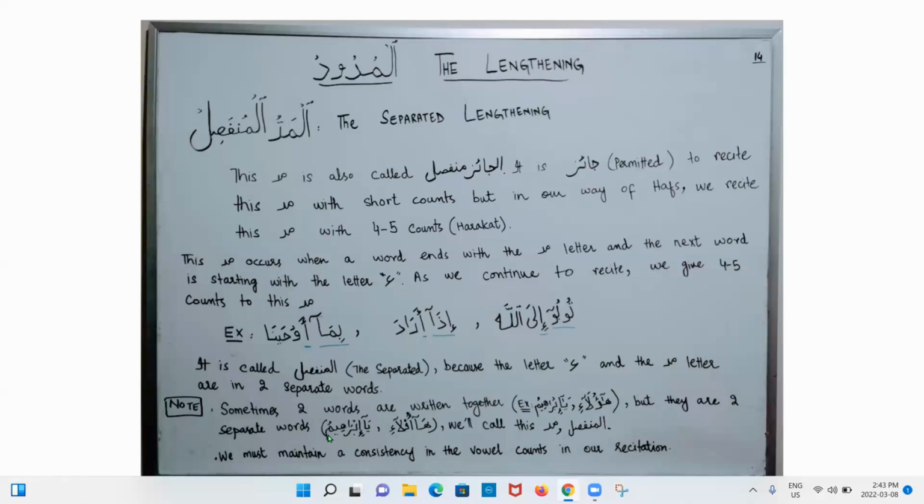So, because originally they are two separate words, we will call this maddul munfasil and not maddul muttasil, where mad letter is followed by hamza within the same word, because originally these are two separate words. So when mad letter is followed by hamza in two separate words, in that case, we will call this maddul munfasil. So maddul jaiz munfasil occurs when letter hamza appears after the mad letter in the next word, and we recite it 4 to 5 counts in our way of Hafs.